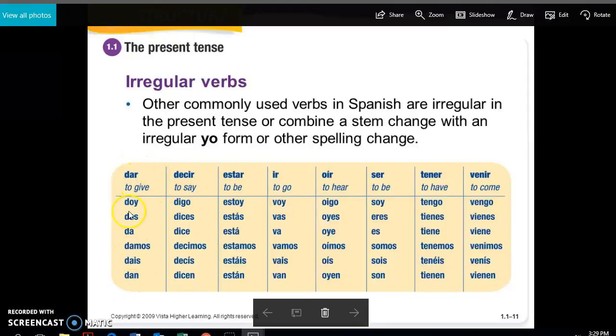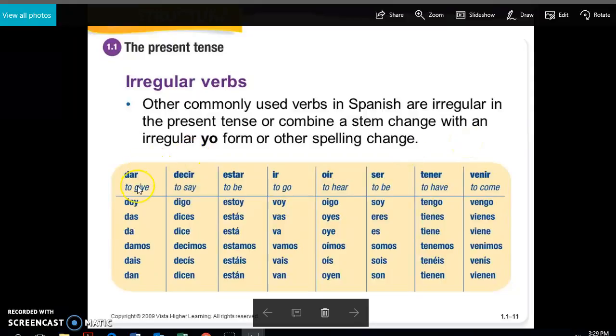For dar, you have the letter Y in the yo form. You see, for decir, you have the G in the yo form, the first conjugation. Another go verb would be oír. See the G? Another verb with the letter Y in it is ir. Voy, doy, soy. So my hint to you when you're getting ready for Friday is to group them.